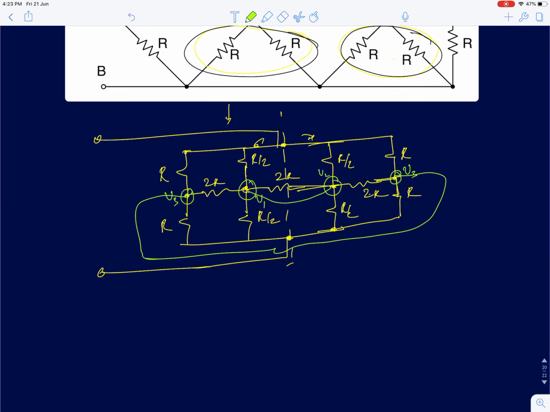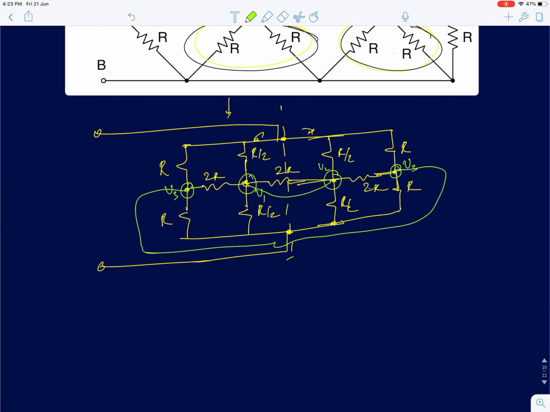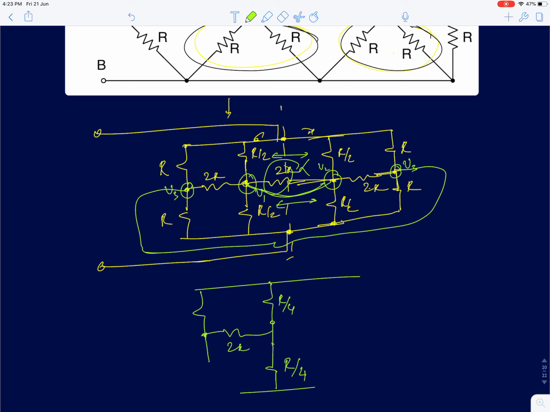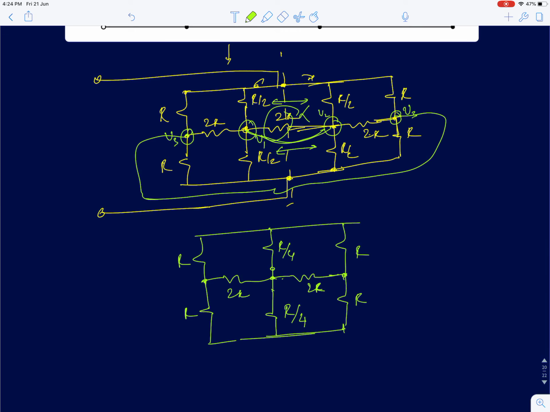Let me redraw the new circuit. Because these two points are shorted, these two resistors would come in parallel, so you would have R by 4. This resistance can be removed, the effect of the resistance does not matter. And you have R by 4, and the circuit further reduces to 2R, R, and R and R.